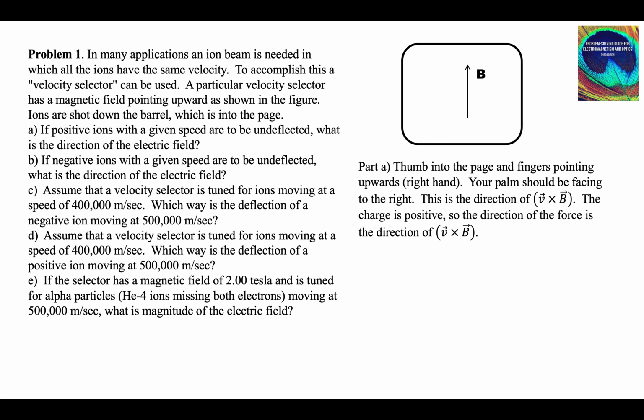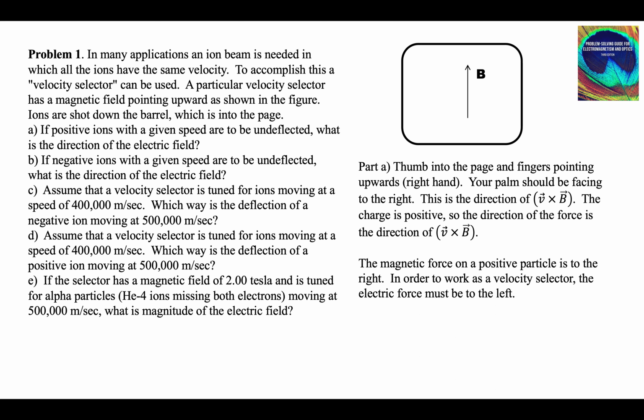So if we put our thumb into the page and our fingers pointing upward, our palm is facing to the right. That is the direction of V cross B. The charge is positive, so the direction of the force is in the direction of V cross B. The magnetic force is to the right on a positive particle moving into the page. In order to work as a velocity selector, the electric force must be to the left. It's a positive particle, so that means the electric field must be to the left. And there it is. Electric field is to the left.